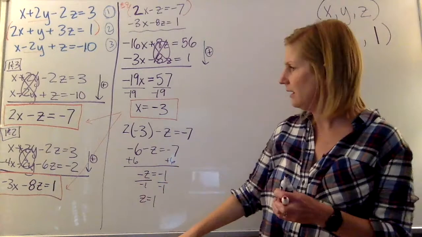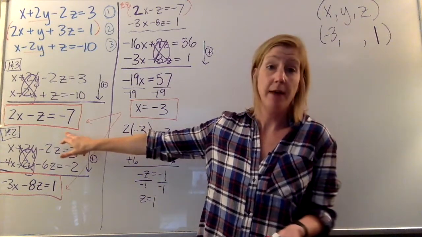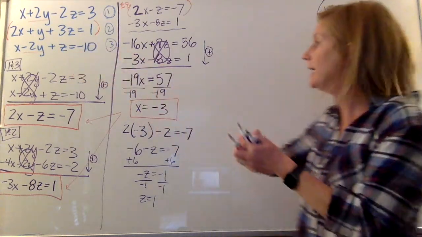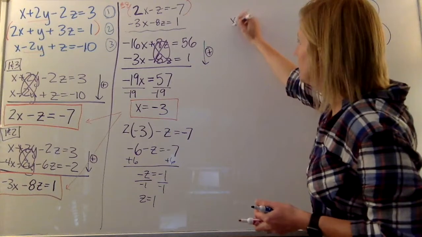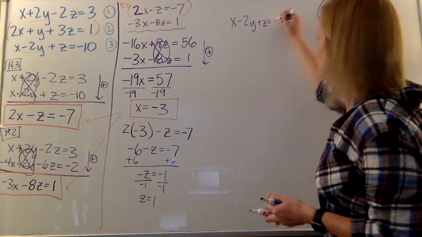Well, can I plug something into these two and get y? No, they don't have y. I have to go back up to something like this. Why don't we use this one that I'm pointing to right here? So if I'm going to rewrite this, x minus 2y plus z equals negative 10.